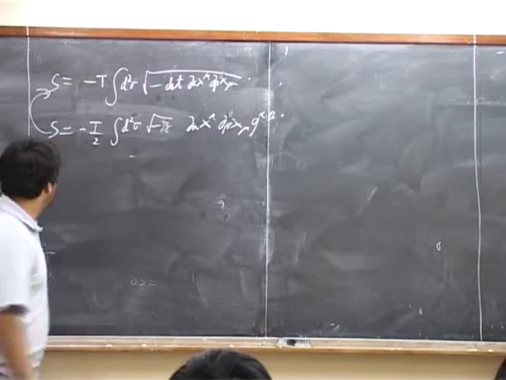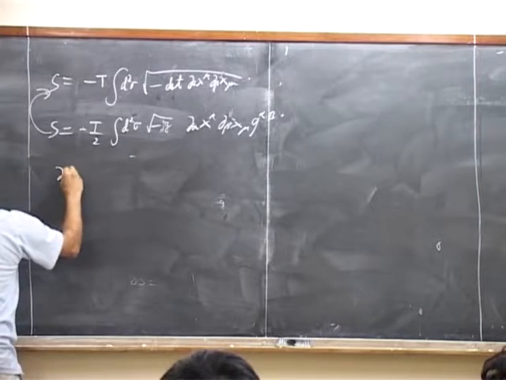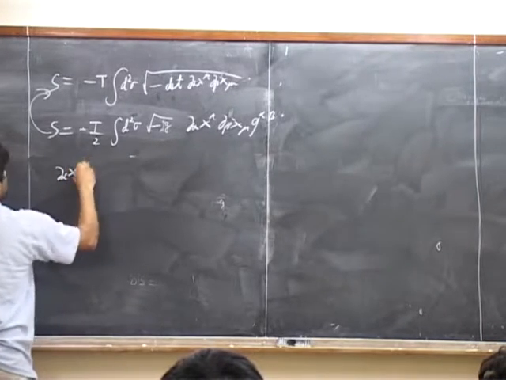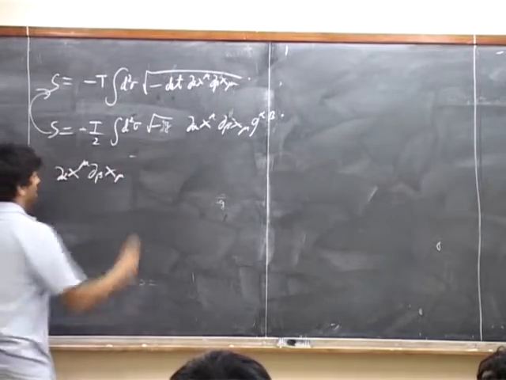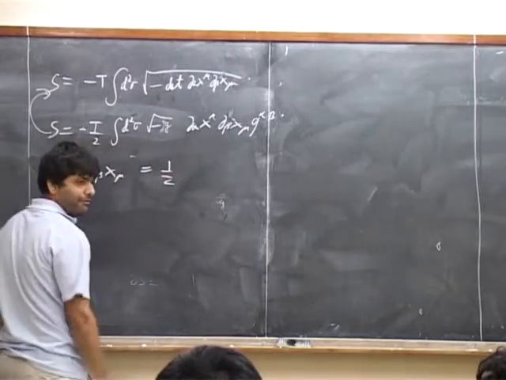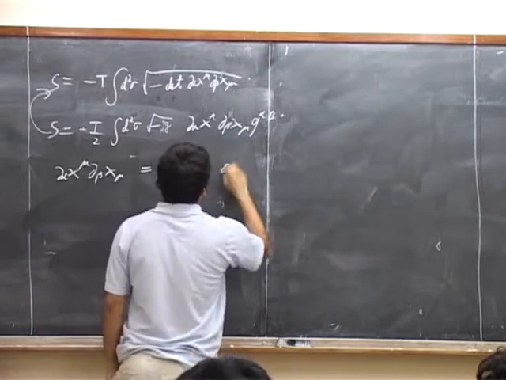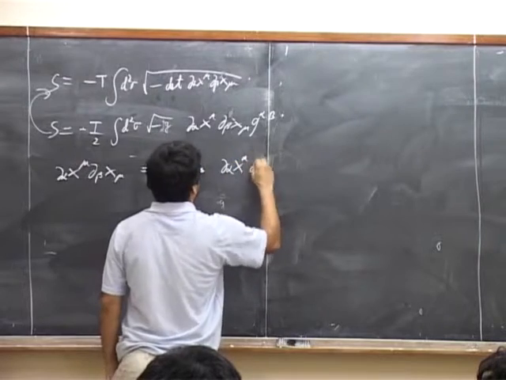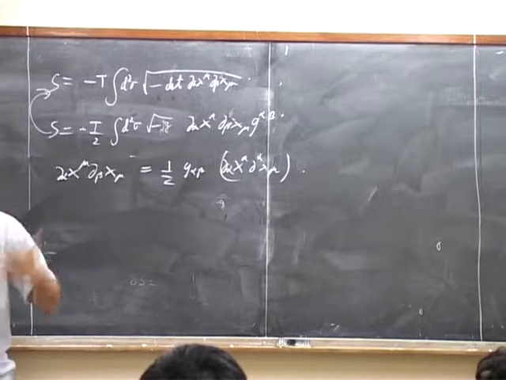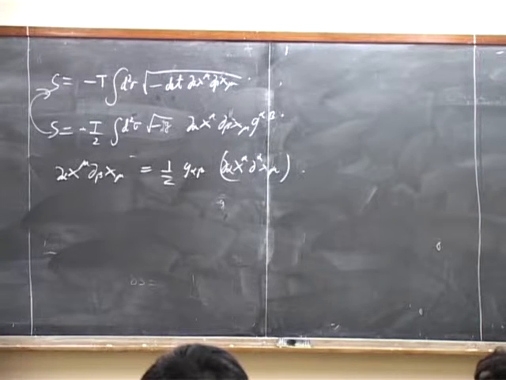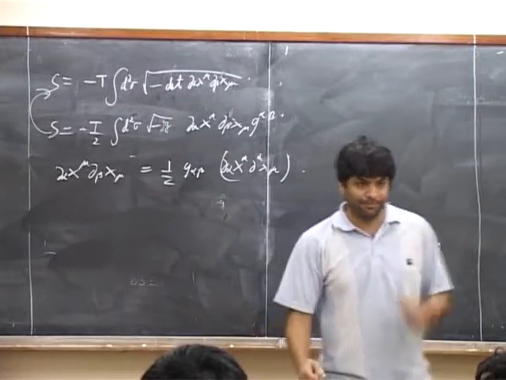What I found when varying with respect to G alpha beta was that del alpha x mu del beta x mu is equal to half of G alpha beta times del alpha x mu del alpha x mu. The raising is done with this worldsheet metric G. That's what I found. This is the equation of motion with respect to G.